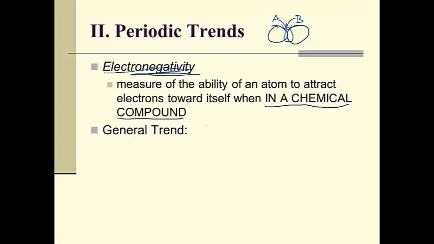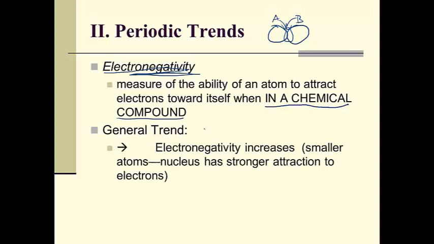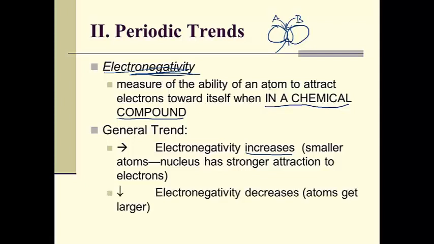Well, general trend again. Go back to the atomic radius. Which one is going to pull stronger on the electrons, big atoms or small atoms? As we go left to right, the electronegativity increases. The smaller the atom is, the stronger the nucleus is going to be attracted to its own electrons plus the ones that are being shared by the two atoms. And when you go down, because the atoms get larger, the electronegativity will decrease.